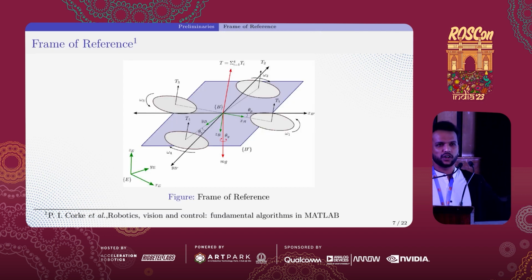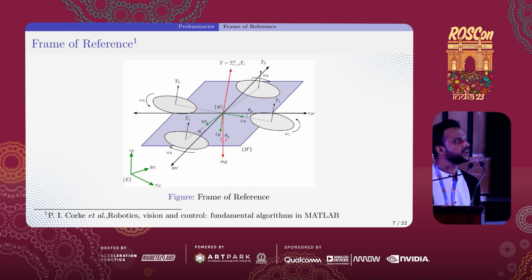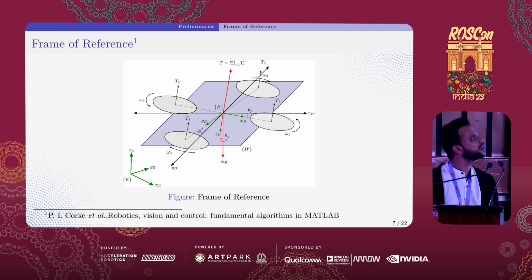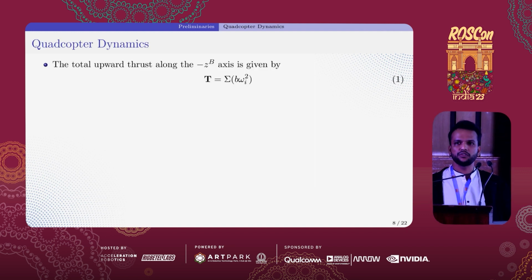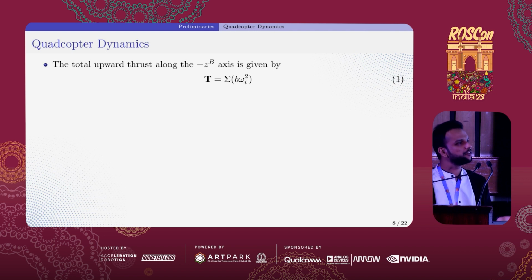So this is a basic model of a drone, the dynamics model. As everyone might be aware, there are 4 propellers, specific to the quadcopter, so there will be 4 thrusts, T1, T2, T3, T4, and the summation of each will give you the total thrust. There are 2 frames of reference, the earth frame and the base frame, where the base frame is the frame of the drone. The total upward thrust along the z-axis is given by the summation of each individual thrust, which is dependent on the angular speed of a propeller.